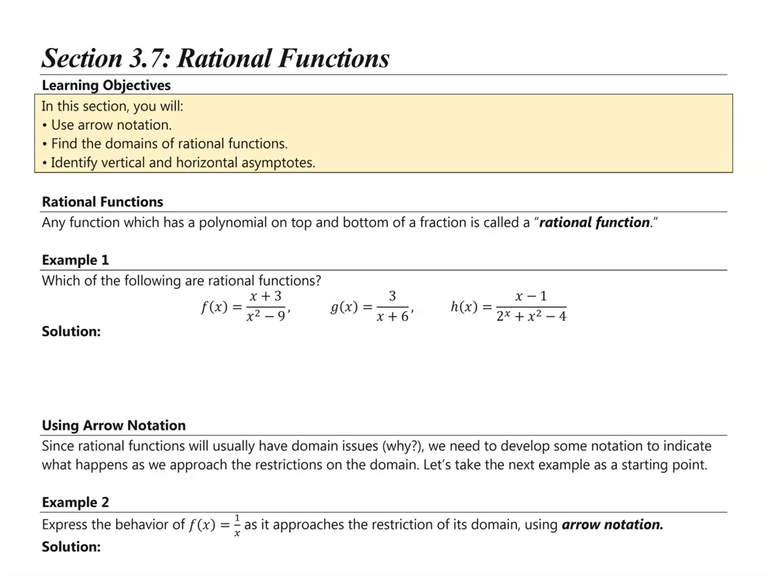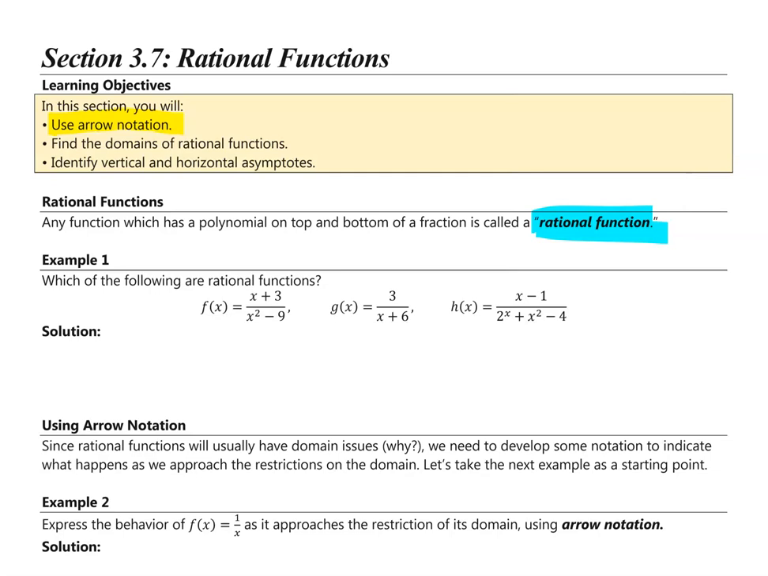Section 3.7, Rational Functions. In this section, you will learn to use an arrow notation, find the domains of rational functions, and identify vertical and horizontal asymptotes. Let's start with the rational functions. Any function which has a polynomial on top and the bottom of a fraction is called a rational function.